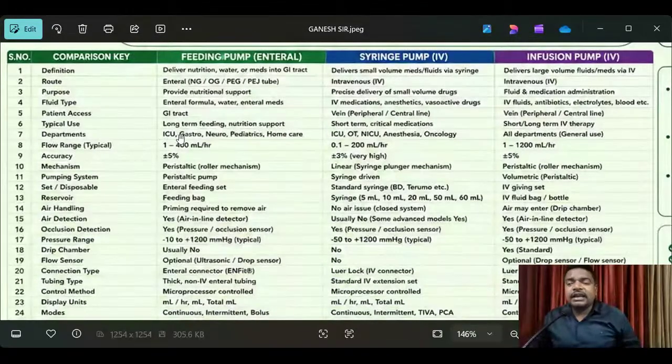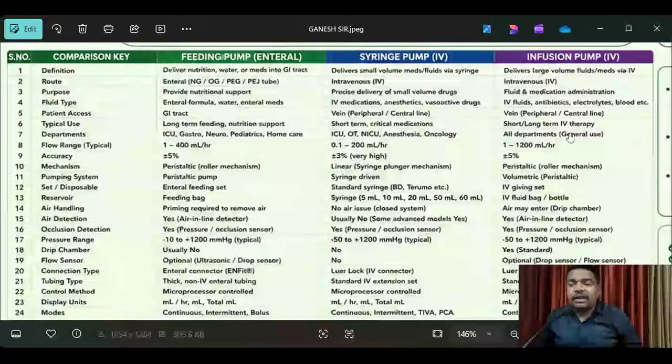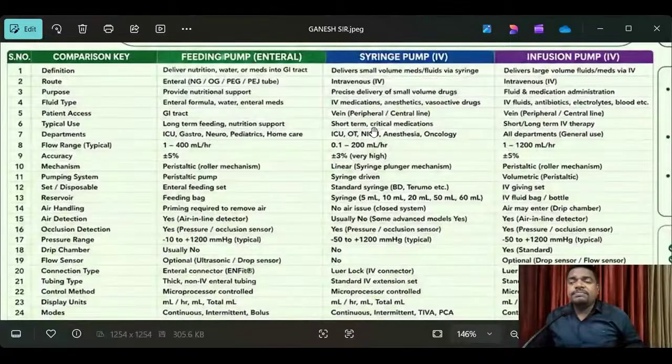Typical use: for the feeding pump, long-term feeding. For syringe pumps, short-term critical medications. The infusion pump also has short or long-term IV therapy; both options may be available. The syringe pump does not have that much time in typical use compared to the feeding pump and infusion pump. Now let us come to the next comparison key point.